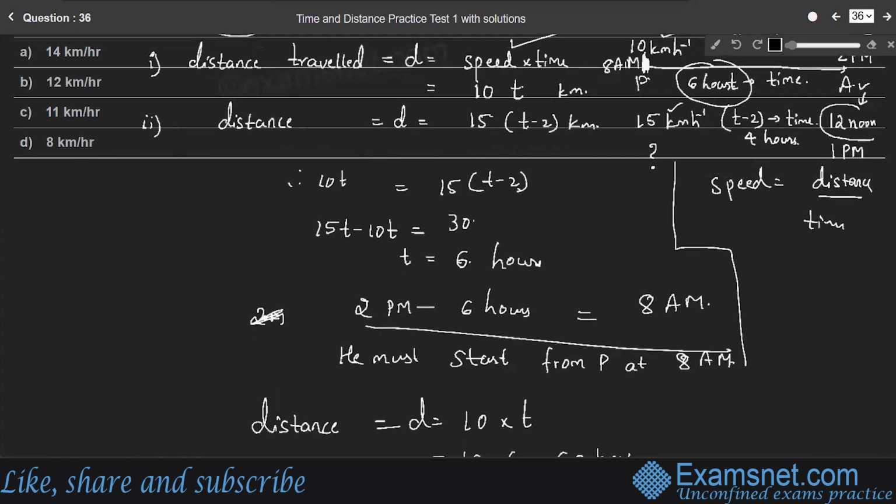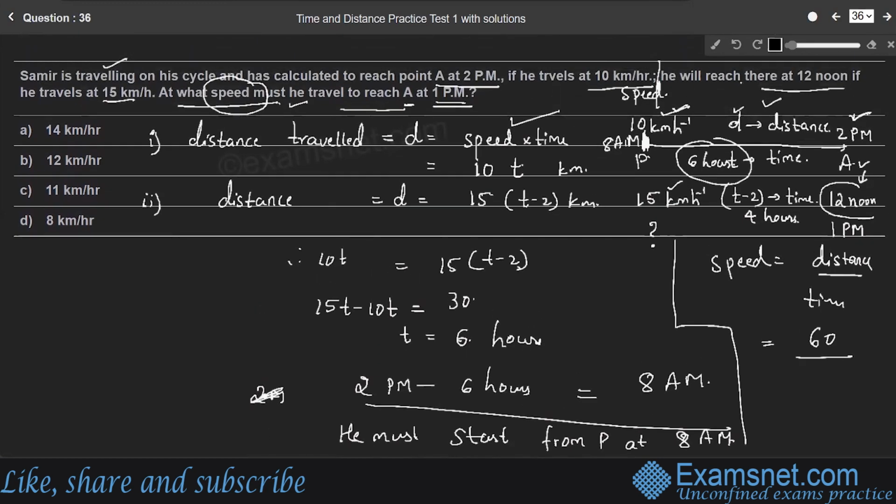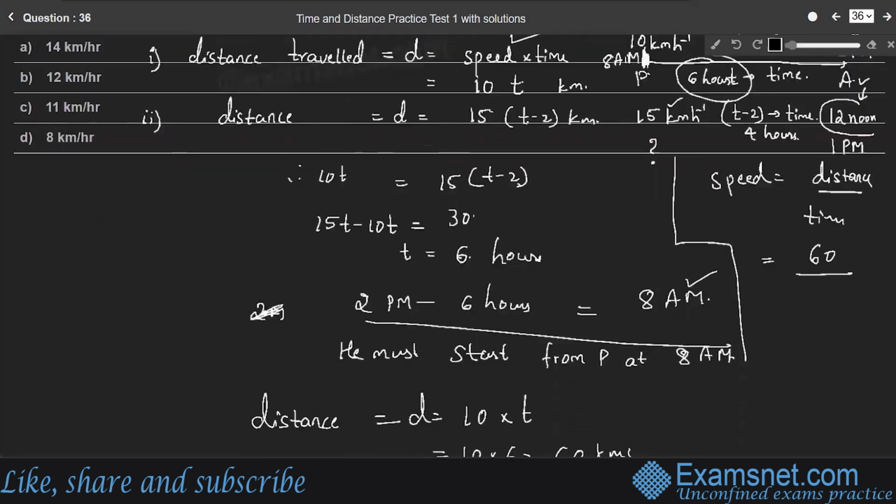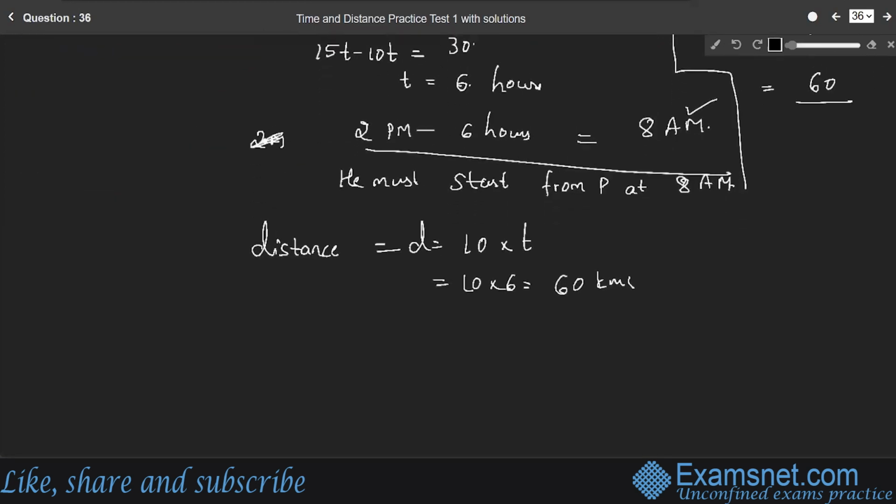Therefore, speed becomes 60 kilometers divided by the time. Here, what is the time? The time from 8 a.m. to 1 p.m. becomes 5 hours.